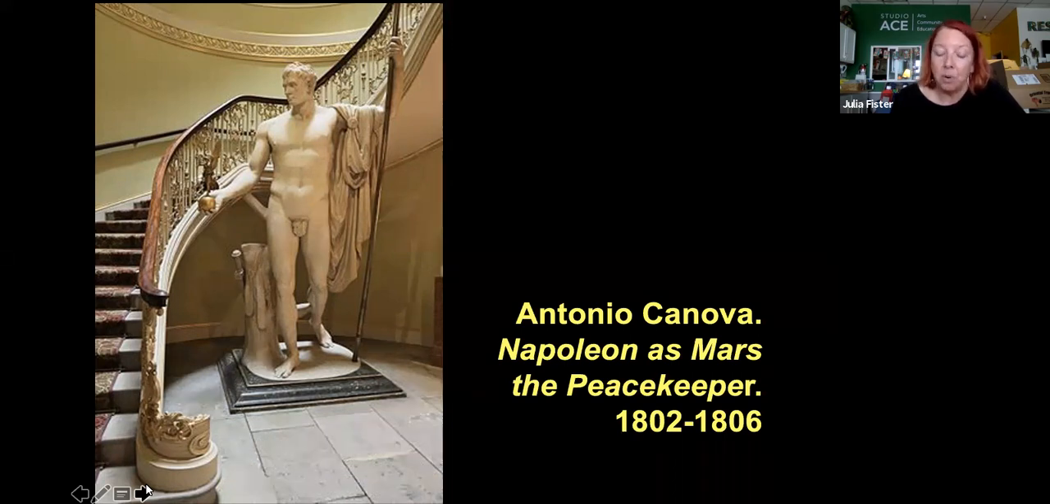Among his patrons, of course, was Napoleon and his family, for whom Canova produced a tremendous amount of work, including several depictions. And one of the most famous here, again, is Napoleon as Mars the Peacekeeper. So again, this idea that Mars was the god of war, but here's Mars as the peacekeeper. And this is what Napoleon wants to project to his people.